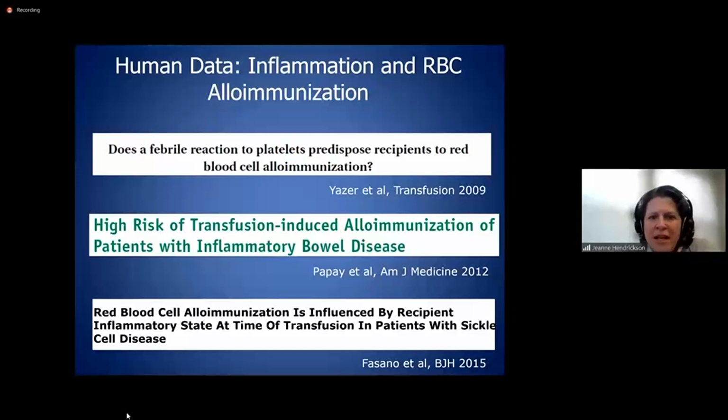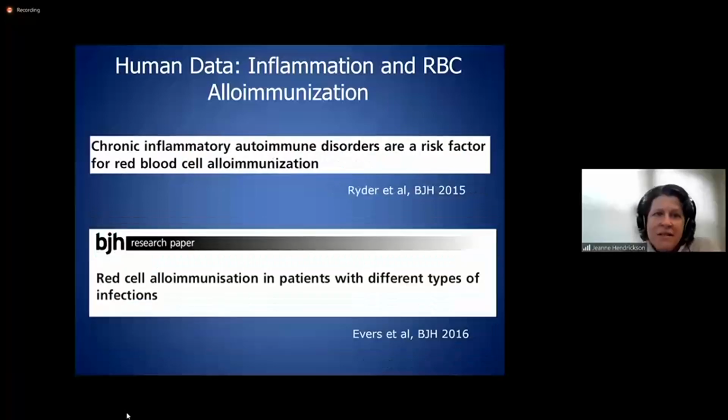So certainly in the mouse world, as well as the human world, inflammation has been associated with red cell alloimmunization, whether that inflammation is in mice, a double-stranded RNA that mimics viral-like inflammation, whether in humans, it's inflammatory bowel disease, acute chest syndrome with sickle cell disease, chronic inflammatory autoimmune disorders or other types of infections.